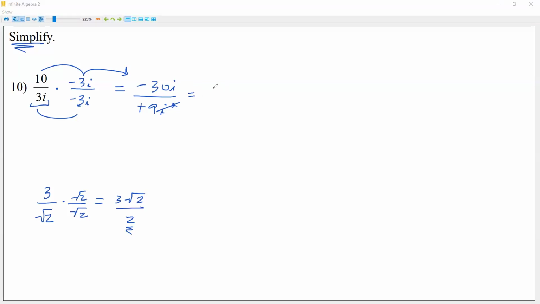Well, 30 and 9, those can reduce. That's 3 times 10, and 9 is 3 times 3, so those 3s would cancel. That leaves us with negative 10i over 3. Now notice that there's no i in the denominator. And so that's our simplified answer to this question.